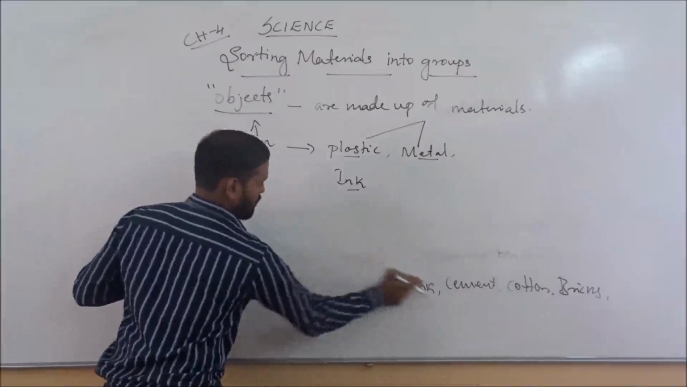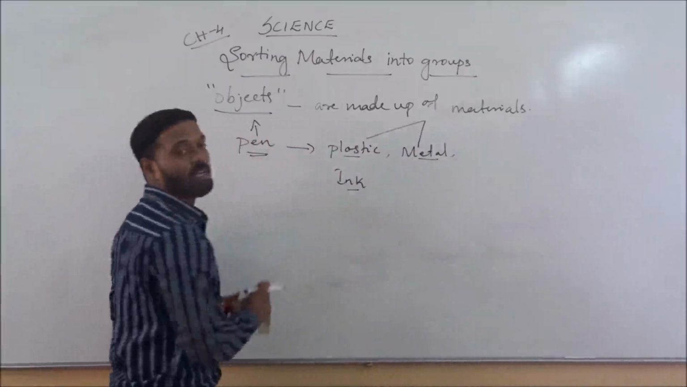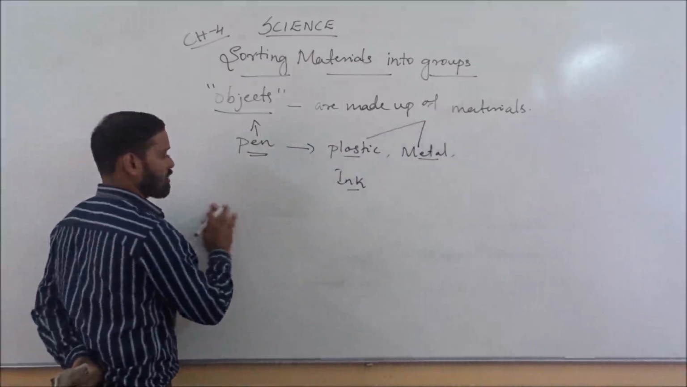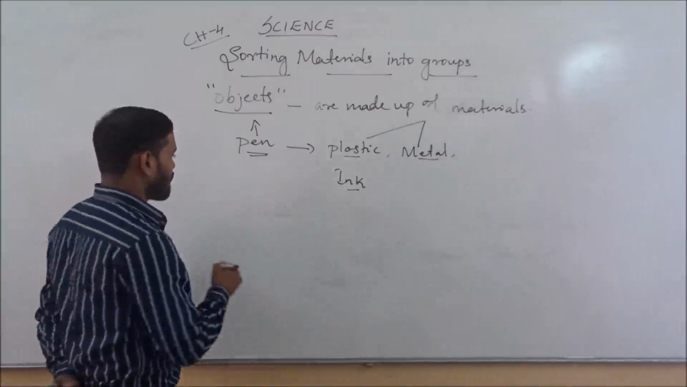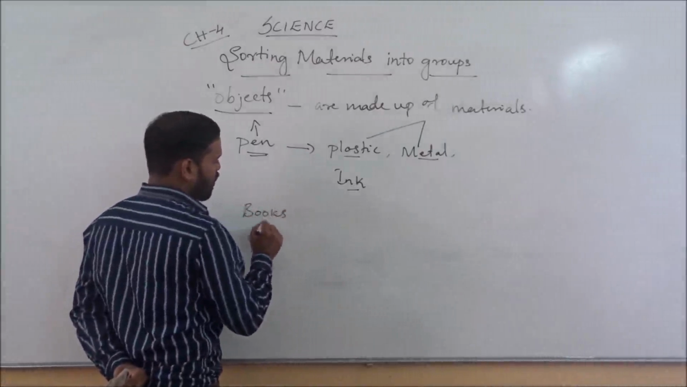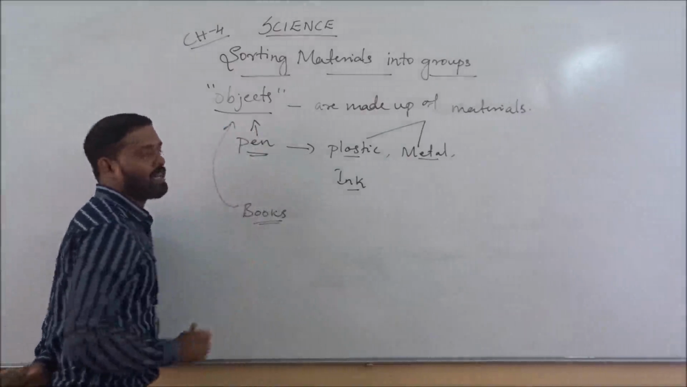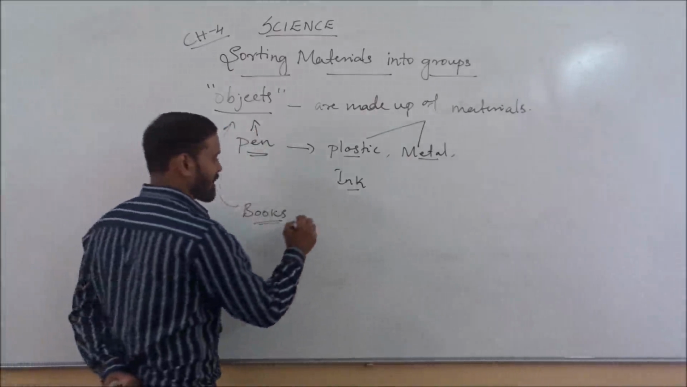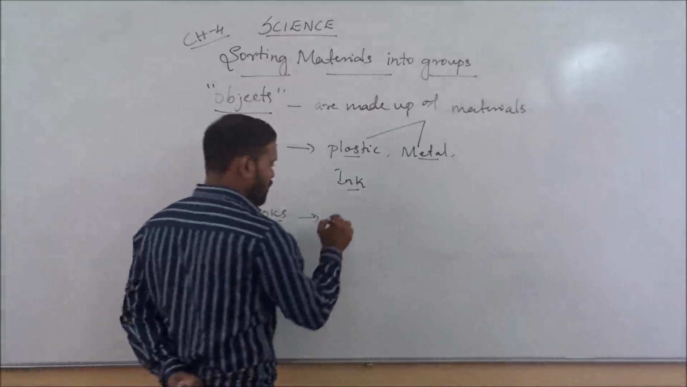Another example we will take is books. I will call a book an object. Why is a book an object? If you want to make a book, what is required? You require paper.